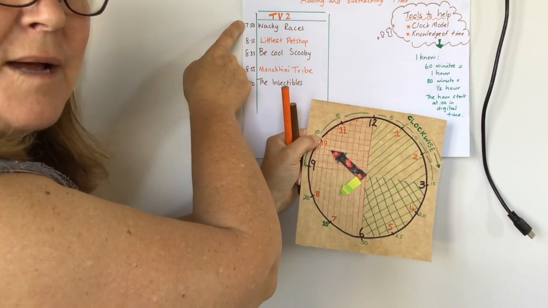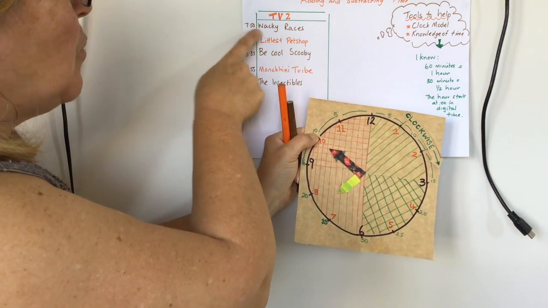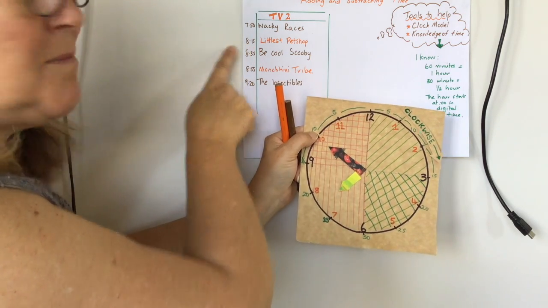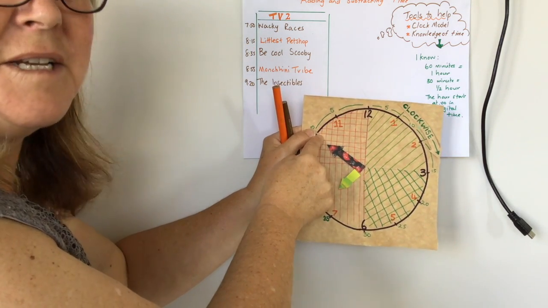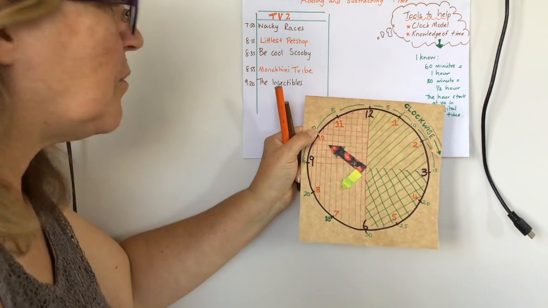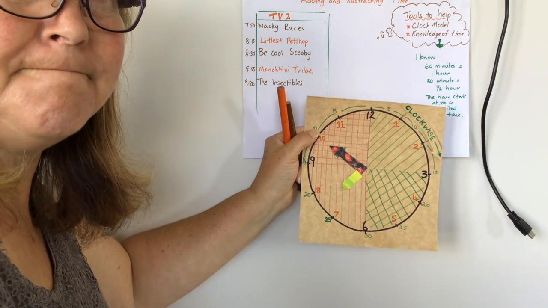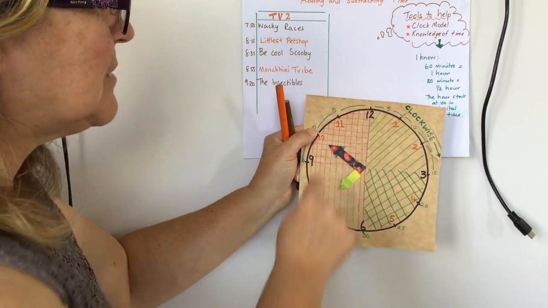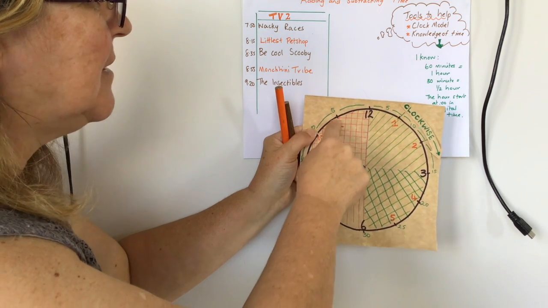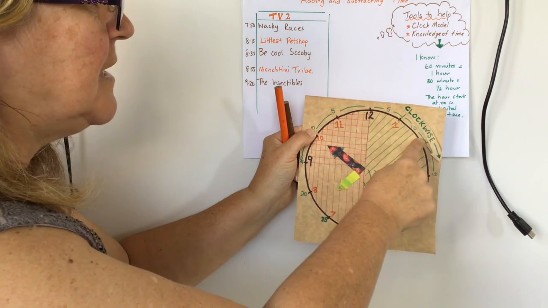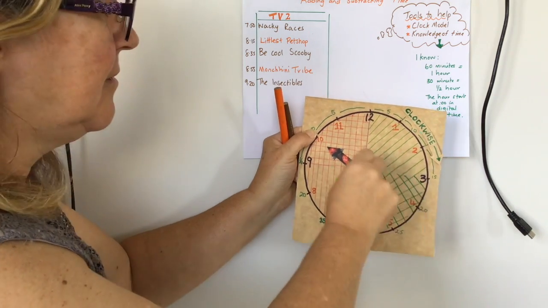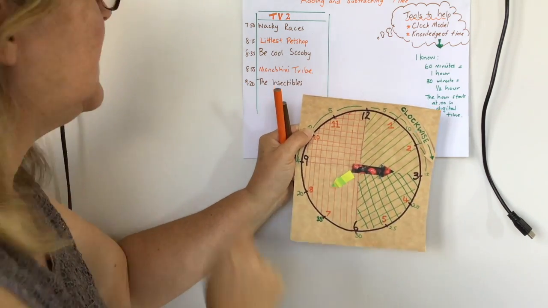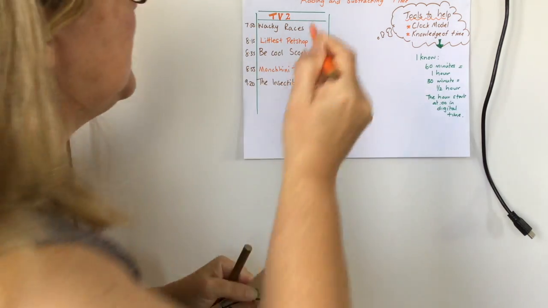Now, on my timetable, it says that Wacky Races goes to 8:15. So I'm going to count around on my clock from 10 to 8:15. Can you remember where 8:15 is? That's right, 15. It's 8:15. So I can count in fives, 5, 10, 15, 20, 25. That would tell me that Wacky Races is 25 minutes long.